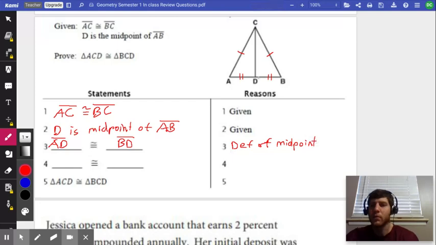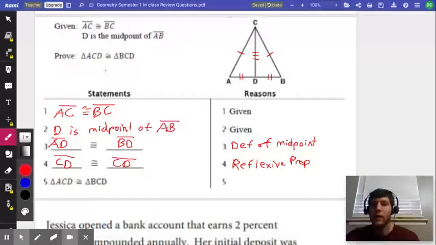Okay, the midpoint's in the middle, so AD is equal to BD. And then again, we can use the reflexive property here, right? And that tells us CD is congruent to CD. Segment CD in the left triangle is congruent to segment CD in the right triangle.